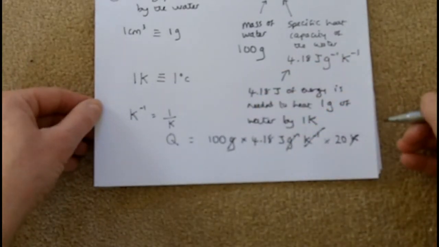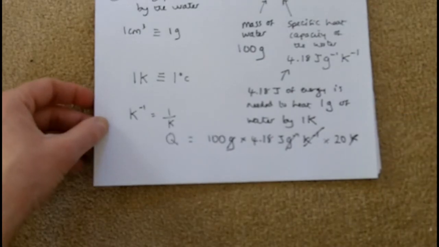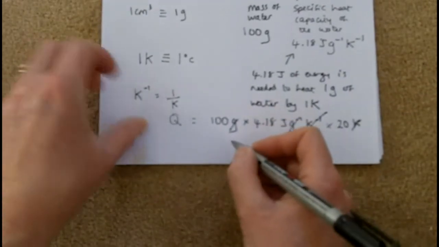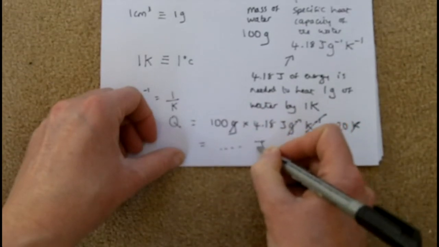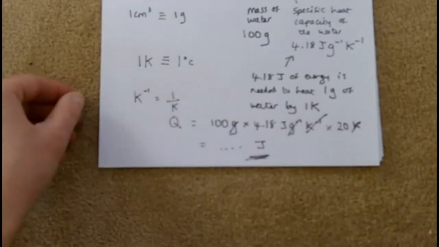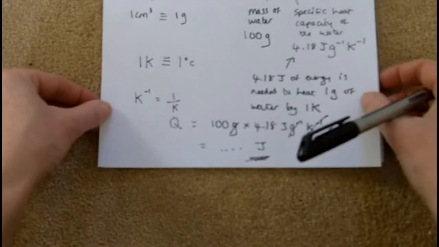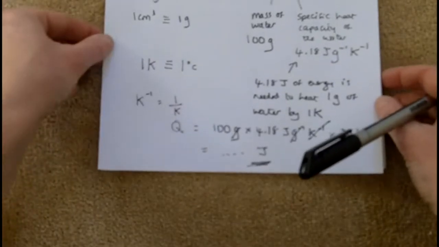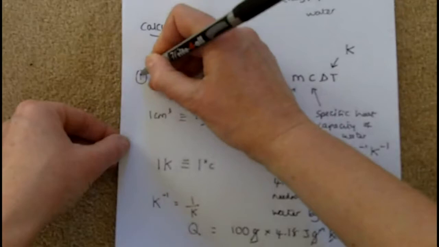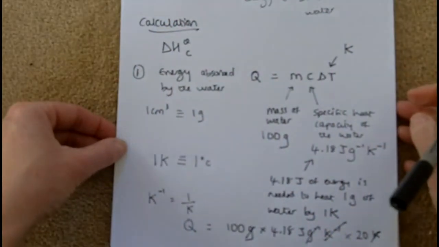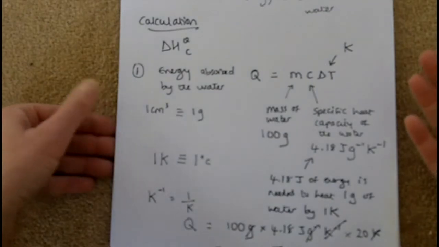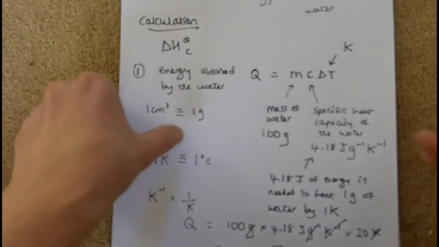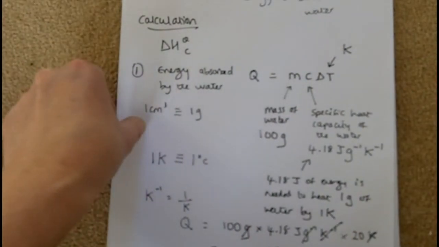So whatever the answer is, it will come out in joules. That will be the units. Okay, so that's the first part of the calculation: the energy absorbed by the water. It will be a positive value because the energy is being absorbed by the water. Now the second stage.